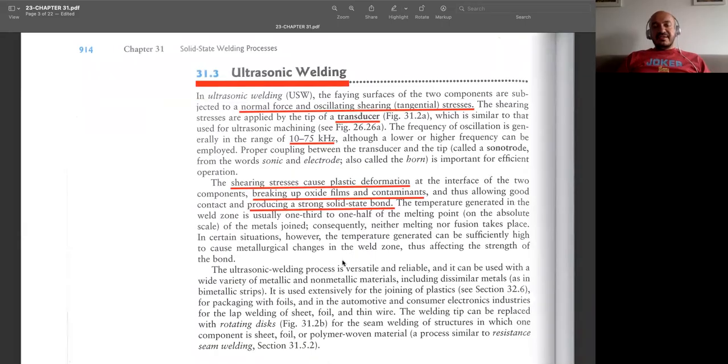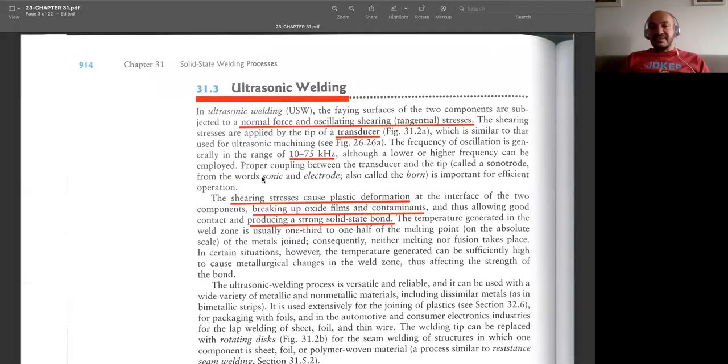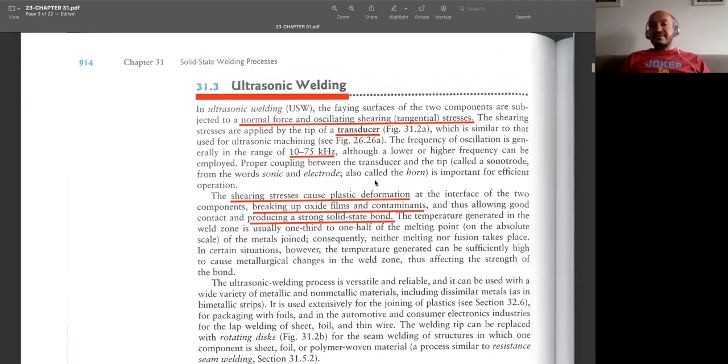Now we have another type of solid state welding process. It's called ultrasonic welding, and it's somewhat similar to ultrasonic machining. We are using similar equipment, but obviously we don't have any abrasive particles in between. This time our aim is to join the parts together, and we again have high frequency oscillations at the tip of our tool. This time we have a normal force, which is constant, it's not vibrating, and we have horizontal vibratory motions.